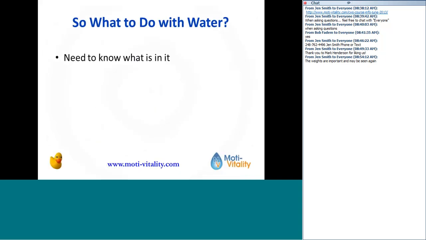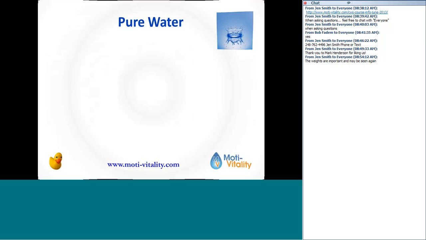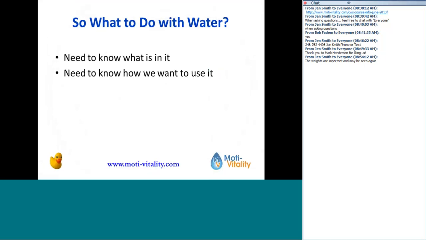So what to do with water? Well, you need to know what's in it first, and you need to know how we want to use it. Here's an example of that. Let's say you're using it for irrigation. You're going to treat it differently if you're using it for irrigation than if you're using it for potable drinking water. If you're just treating it to keep the iron and rust stains from getting on the side of the house and on your landscaping, then you're going to treat it differently. The end result may be different.